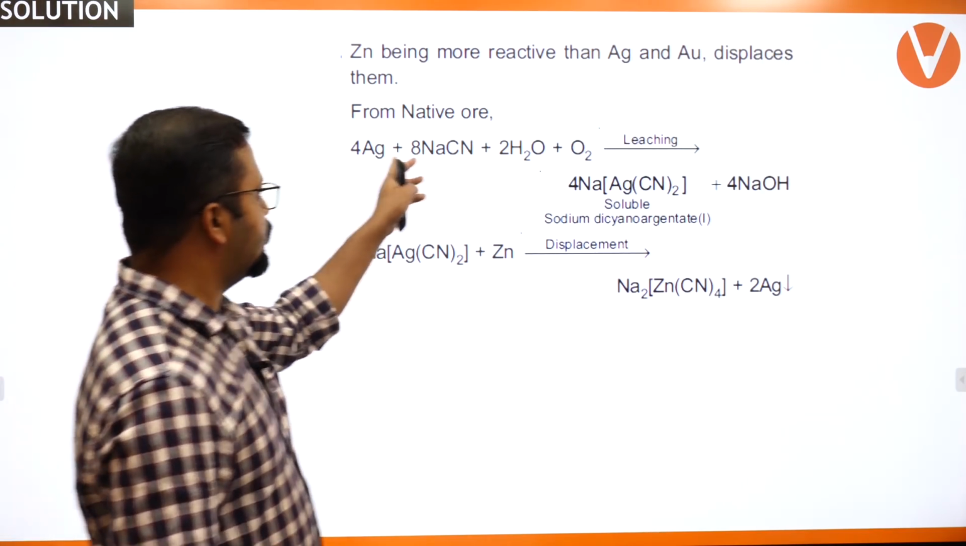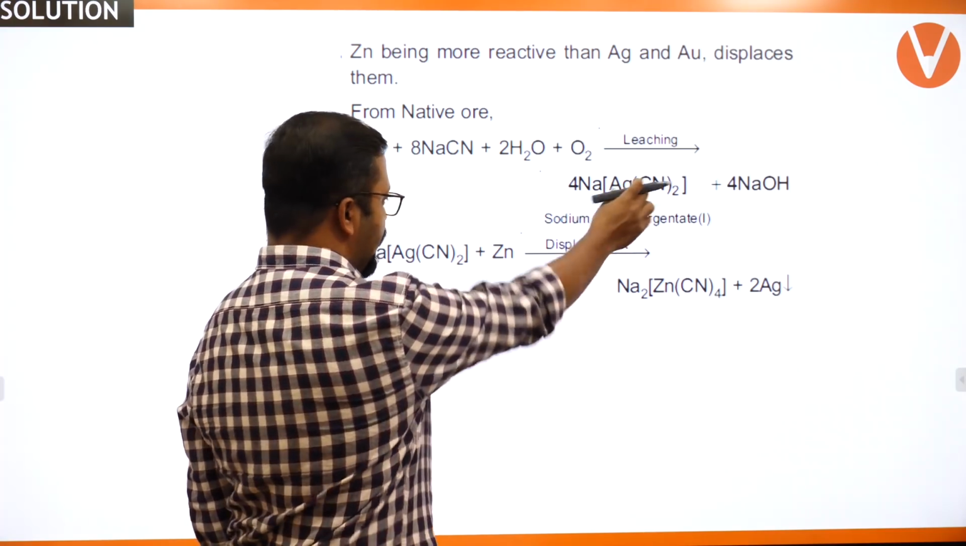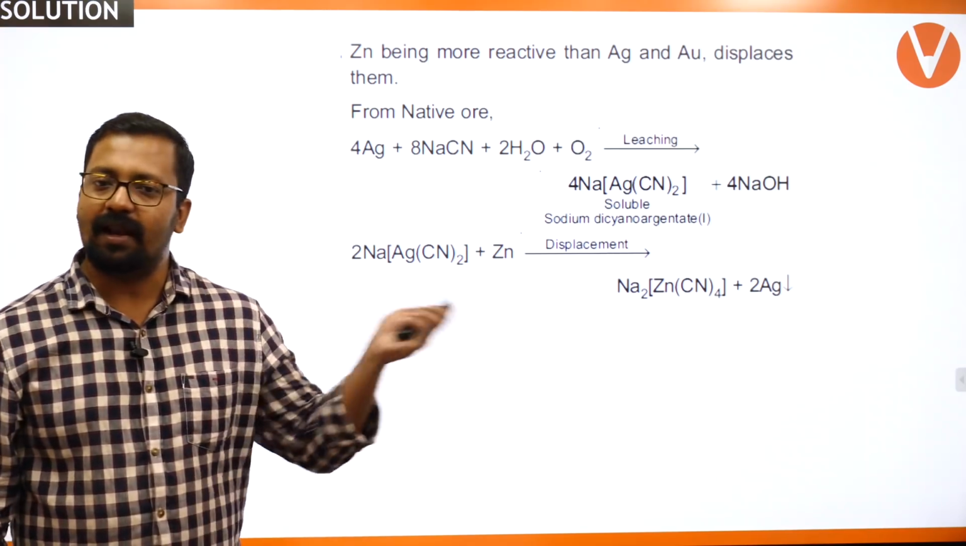अब देख लीजिए reaction. Silver is present inside the complex sphere and that will be displaced by zinc, and the zinc is used as the last step of the reaction.